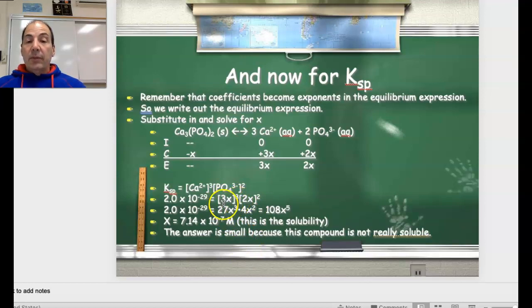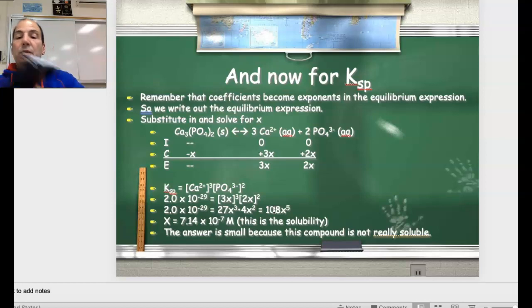Now I just got to do a little math. 3x quantity cubed is 27x cubed. 2x quantity squared is 4x squared. 27x cubed times 4x squared is 108x to the fifth. So I'm going to divide by 108, and then I'm going to take the fifth root.